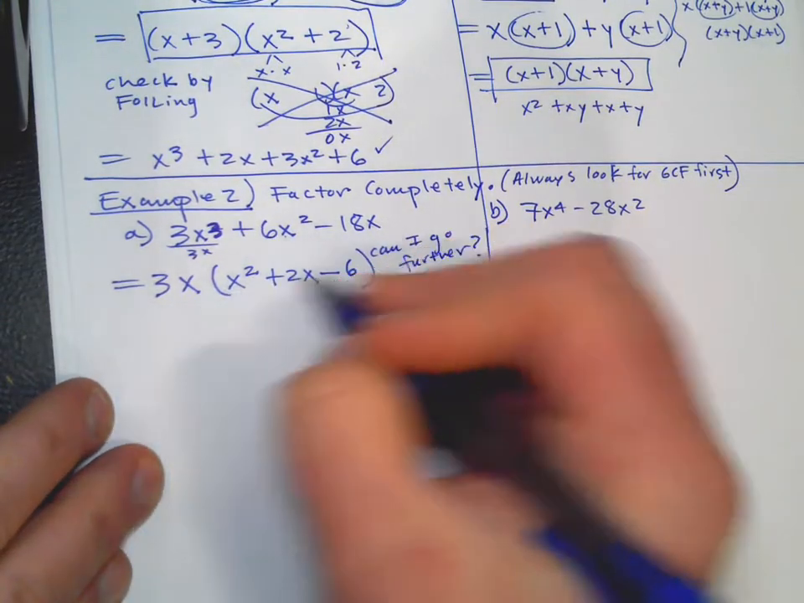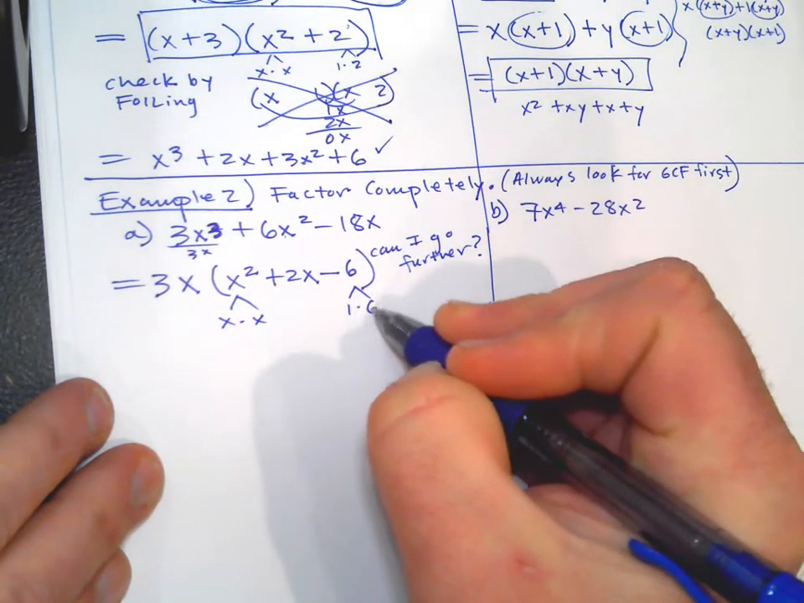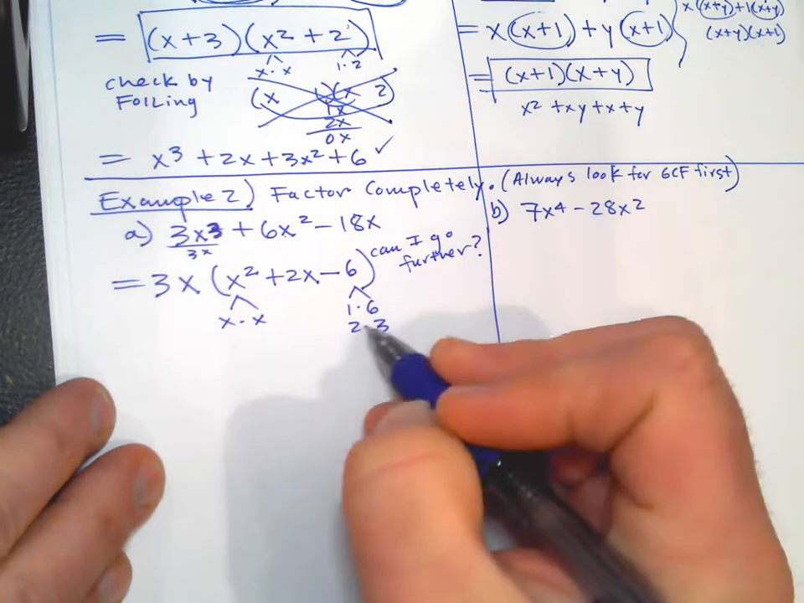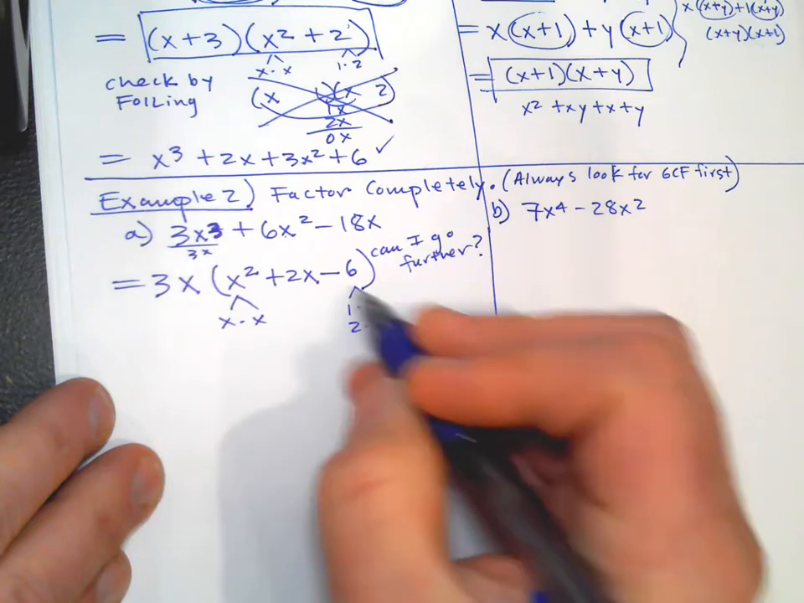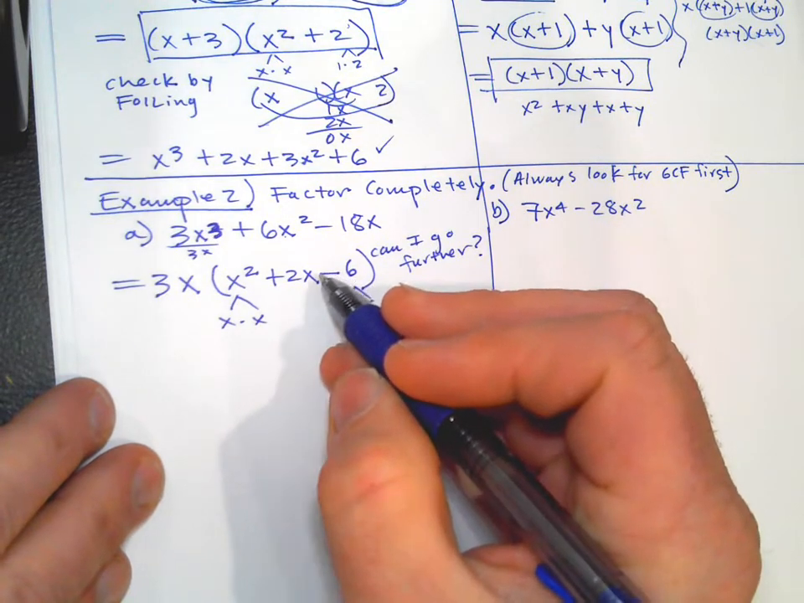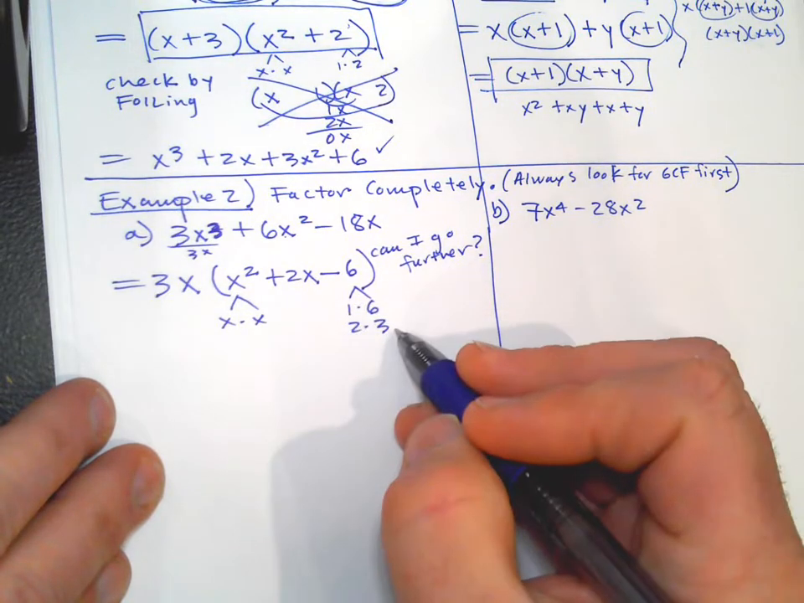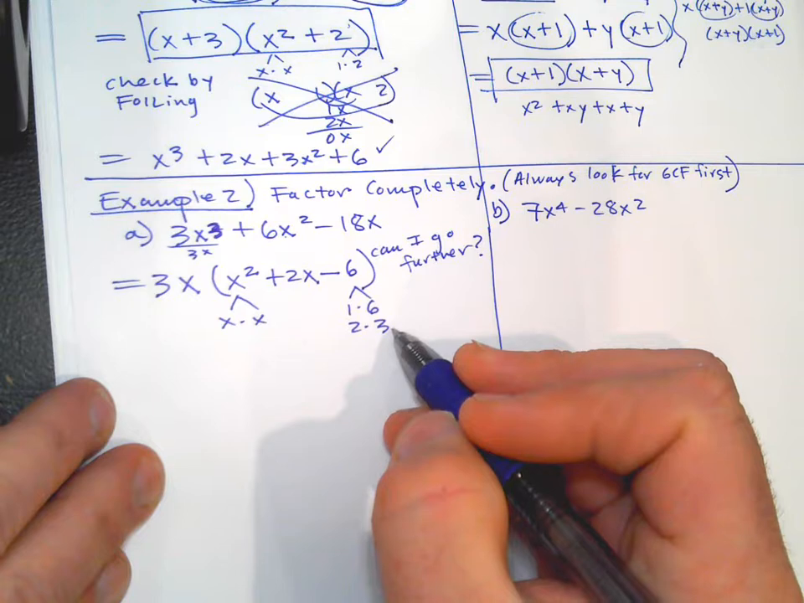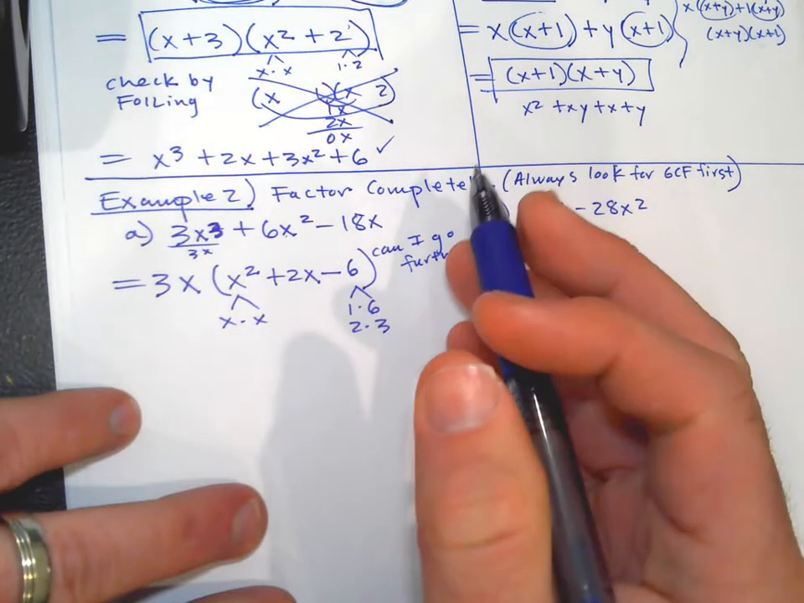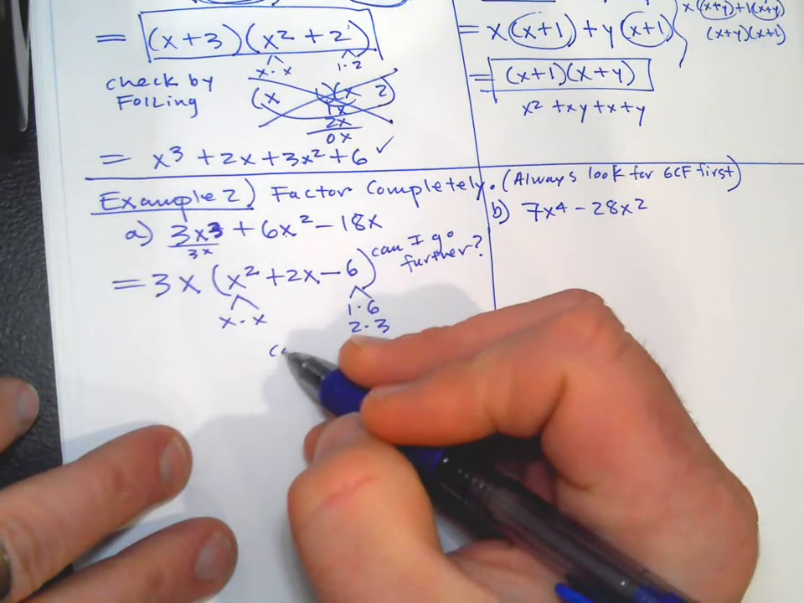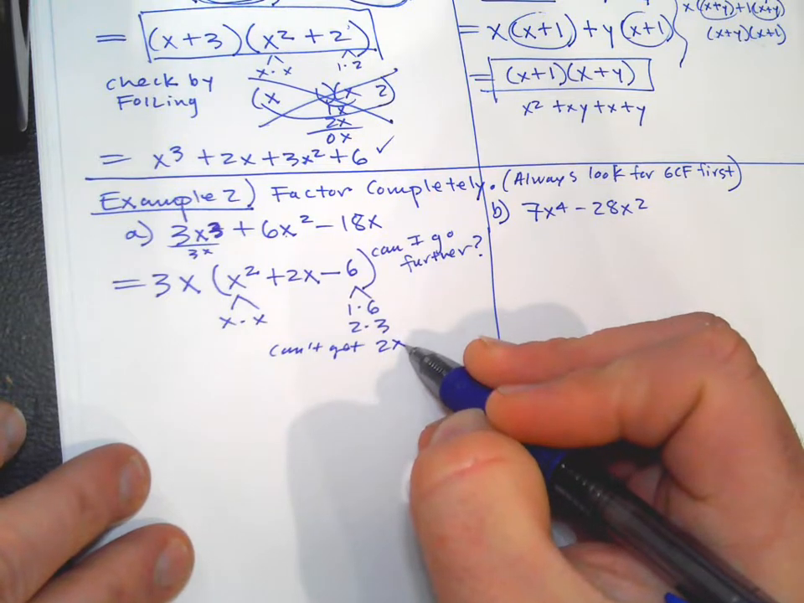Well, this is a trinomial. We could try it. x times x. 6 would be 1 times 6 or 2 times 3. But I have to somehow get a 2x out of these. So if I had 1x and 6x, I'm not getting 2x. I could get 7x or 5x, depending on if one's plus or one's minus. 2 and 3, 2x and 3x would be 5x or 1x or negative 1x or negative 5x. I can't do it. Right? I can't get 2x in the middle with all these pairs.